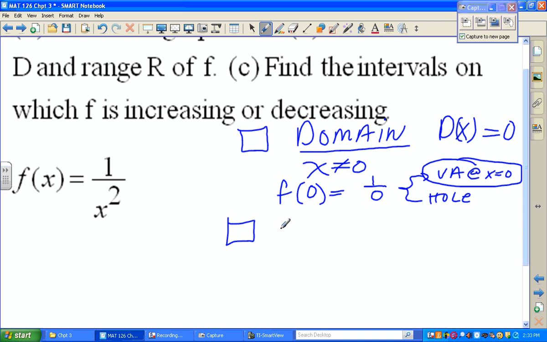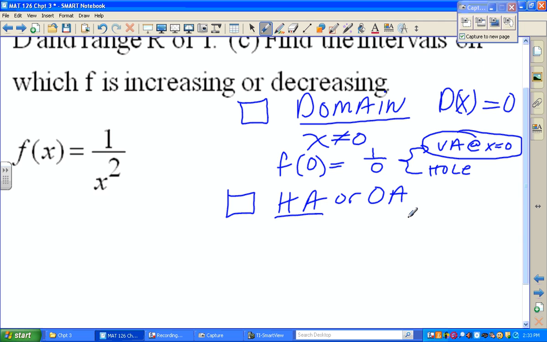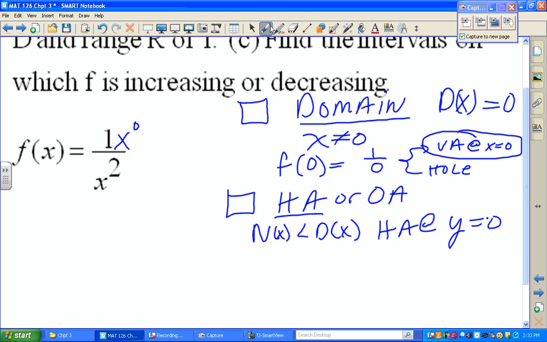The second thing, horizontal or oblique. It's got to be horizontal because we haven't talked about oblique yet. What is the degree of the numerator? It's 0. Anytime you have a constant, x is a 0 power. So the numerator degree is less than the denominator degree. That means horizontal asymptote, where? Y equals 0. Fantastic. Check, check.